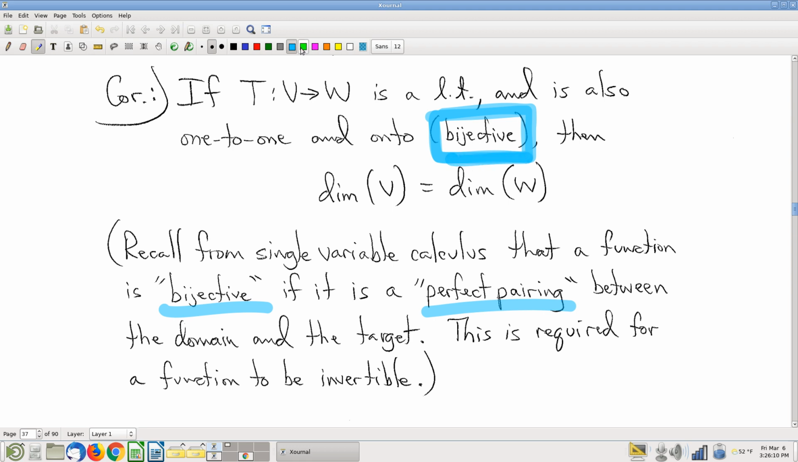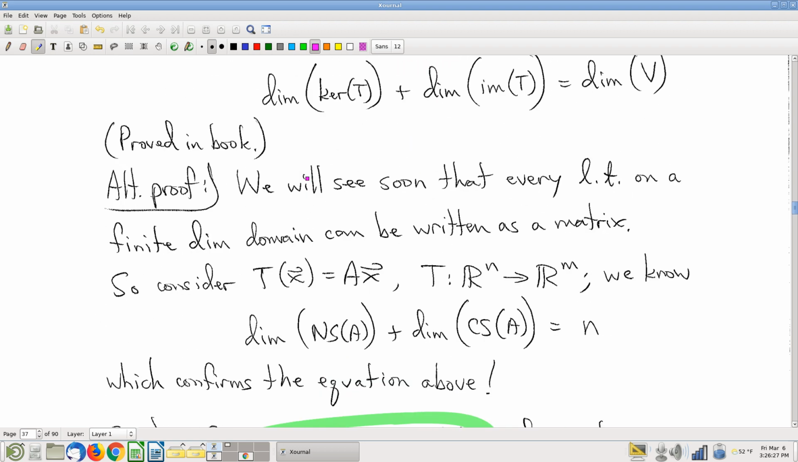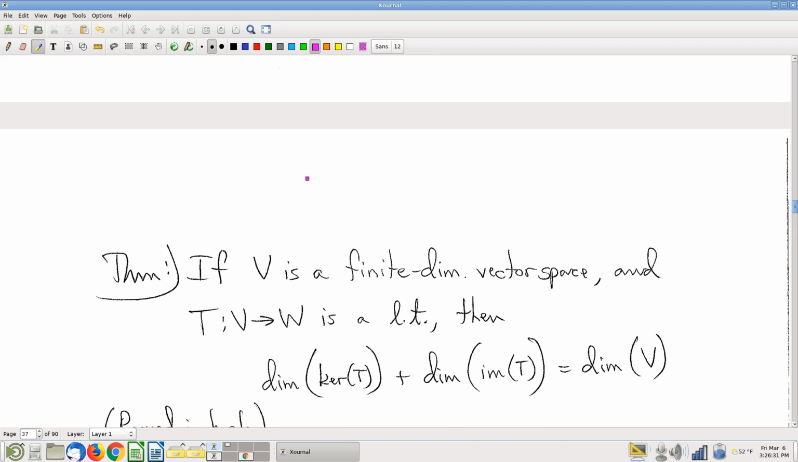So what the theorem says is that if you have a linear transformation that is bijective, then the punchline is that the domain and the target have the same dimension. And this ends up being a powerful result. We're going to see a huge application of this on the next page. Let me prove why this is. Like I say, it's a corollary of this fact up here. Let me walk you through the details there.